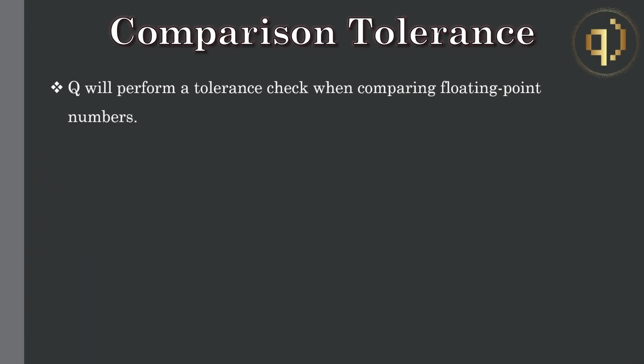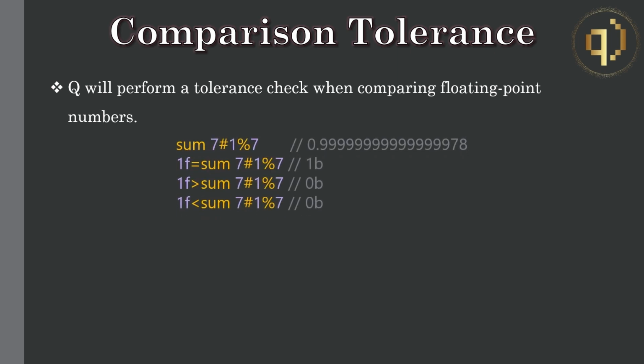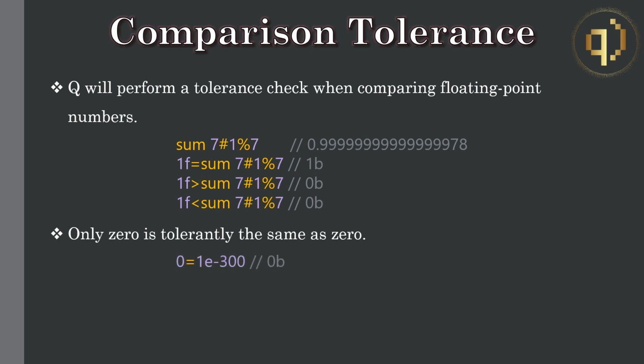When comparing floating point numbers in Q, Q will perform a tolerance check. For example, if we take the sum of 7 sevenths, we do not get exactly 1 due to floating point precision, but we can compare the result with 1 to see if it is tolerantly equal, greater than, or less than. The only exception to this is comparing with 0. Only 0 is tolerantly the same as 0. So even for a really small value like 1 times 10 to the power of minus 300, 0 is not tolerantly equal. Therefore, intolerant comparisons can be checked using 0 equals x minus y.